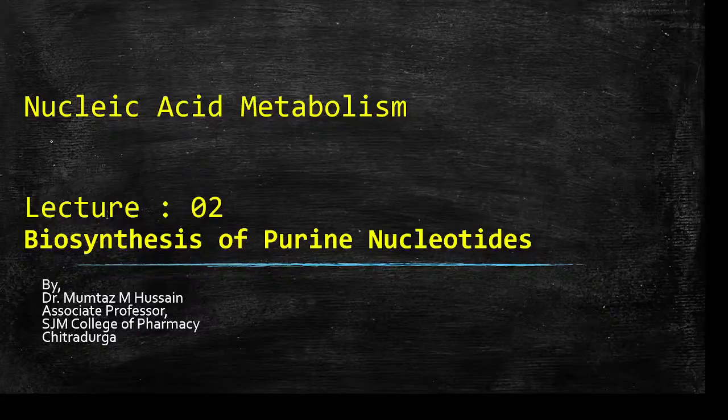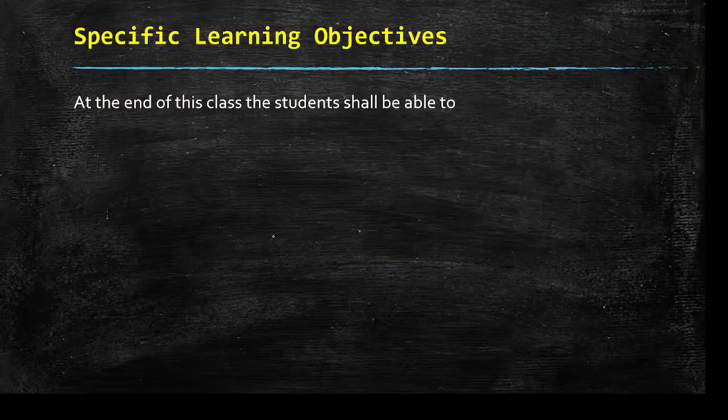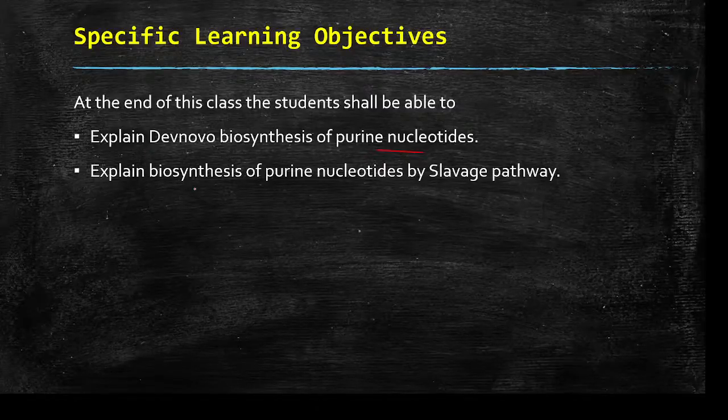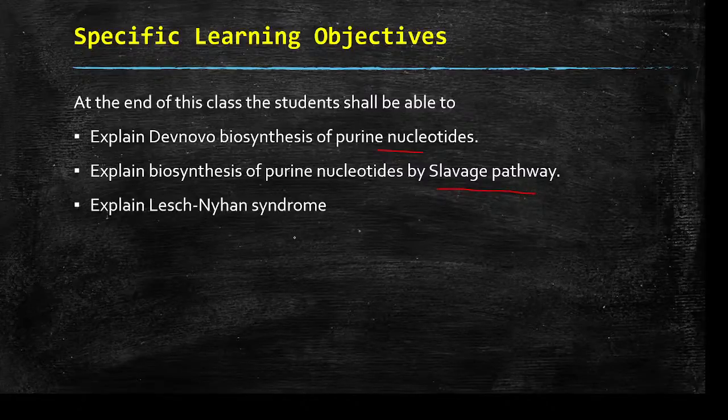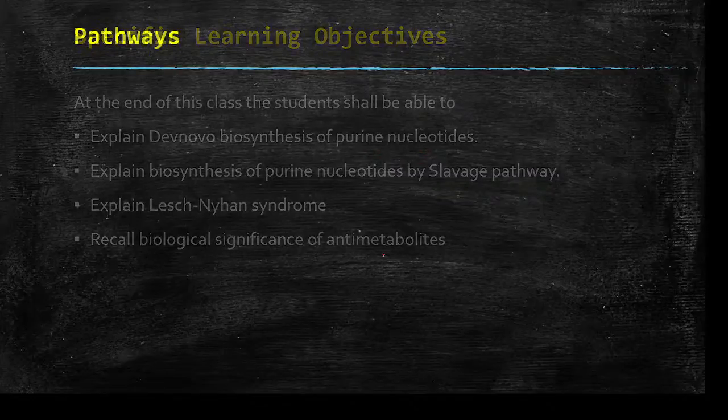Welcome to medicinal biochemistry class on nucleic acid metabolism. So today we will learn biosynthesis of purine nucleotides. At the end of this class, the student shall be able to explain de novo biosynthesis of purine nucleotides, explain biosynthesis of purine nucleotides by salvage pathway, explain Lesch-Nyhan syndrome, recall biological significance of antimetabolites.